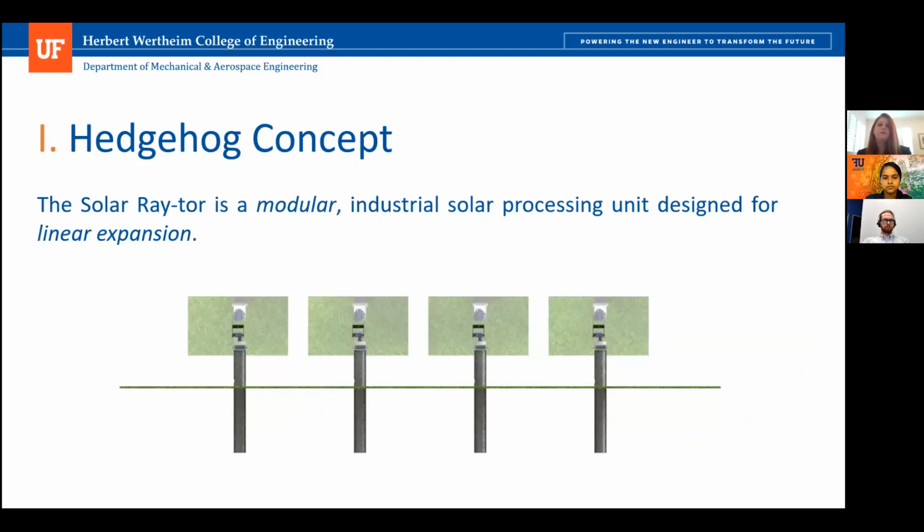Our Hedgehog concept is shown below: the solar Ray-tor is a modular industrial solar processing unit designed for linear expansion. Our design is modular because most of our parts are OTS, which reduces manufacturing time and overall costs. We also reduce the number of screws by using an epoxy adhesive to hold some of the components together. These will be shown in more detail in slides to come. Our design can also be linearly expanded because each heliostat has its own control system and frame structure, meaning that we should be able to make a module with any number of heliostats if needed. Next page.